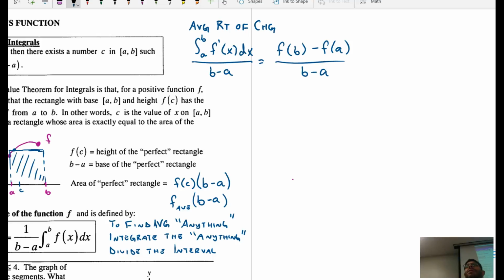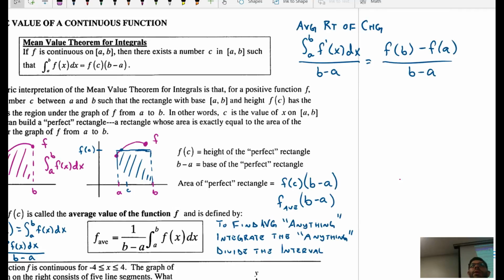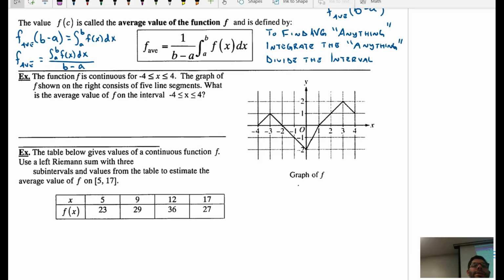Well, we also did it last year a lot. On almost every test, we found average rate of change by doing the change in y over the change in x. So here's the average rate of change. Again, a fundamental theorem also, when we integrate a rate of change, we get an amount of change. And then we're dividing that by the size of the interval, and that's giving us an average rate of change.